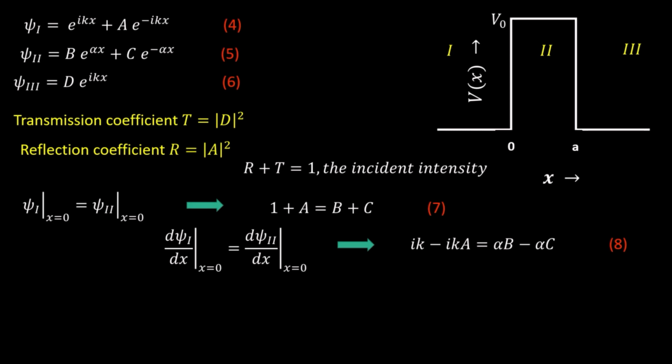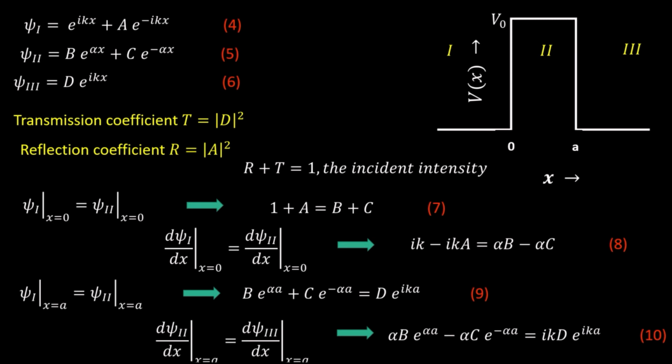There is one more boundary at x equal to a, which gives us two more equations. That is the psi 2, sorry, I made a mistake here. This is psi 2. The psi 2 at x equal to a must be equal to psi 3 at x equal to a. So if you equate these two, putting x equal to a, this is what we get. And if you equate the differentials of psi 2 and psi 3 at x equal to a, we get the fourth equation like this.